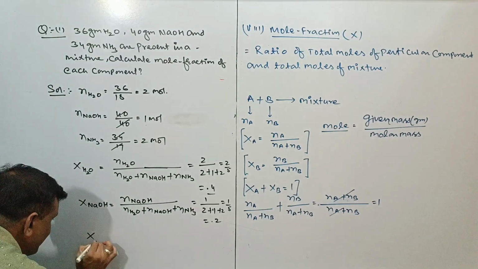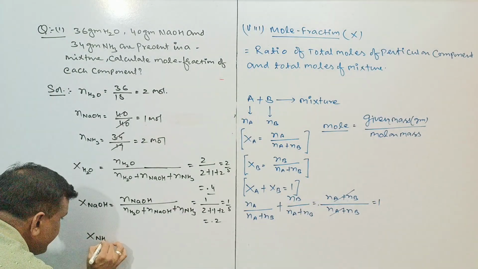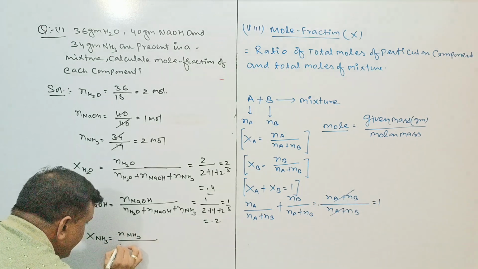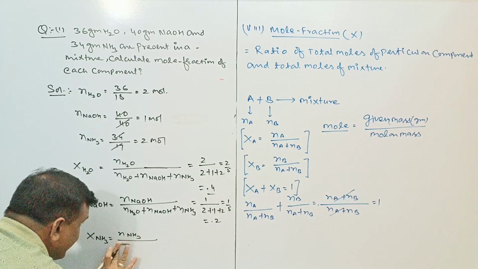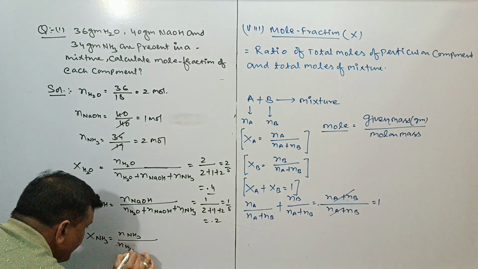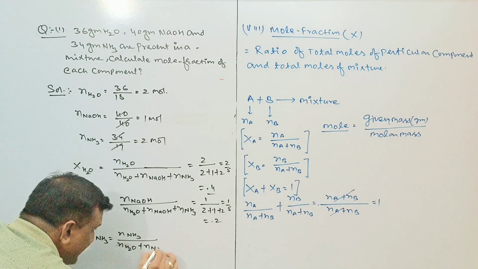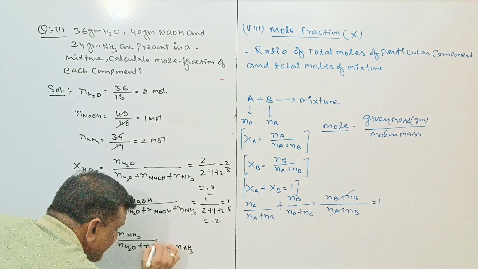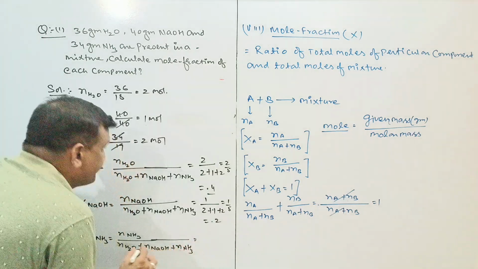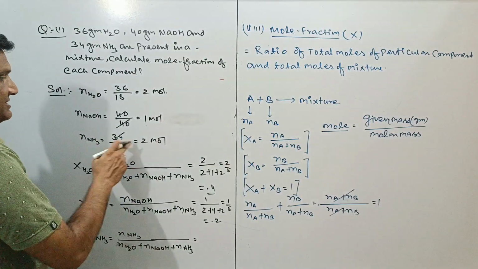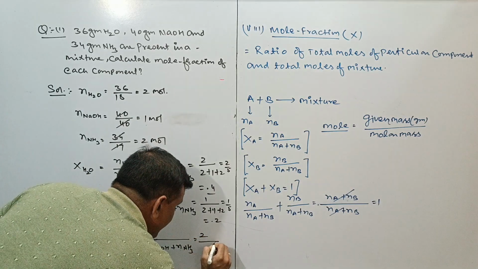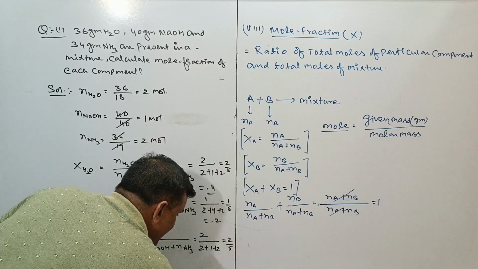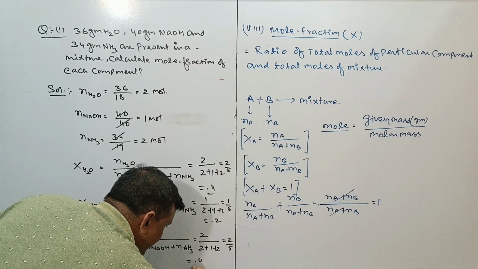Now it's time to discuss the X of NH3. This is n of NH3 upon n of H2O plus n of NaOH plus n of NH3. Moles of NH3 is 2, so it is 2 upon 2 plus 1 plus 2, that is 2 upon 5. Again its value is 0.4.